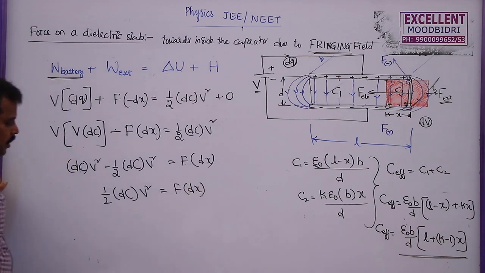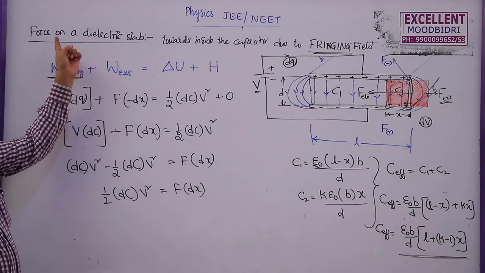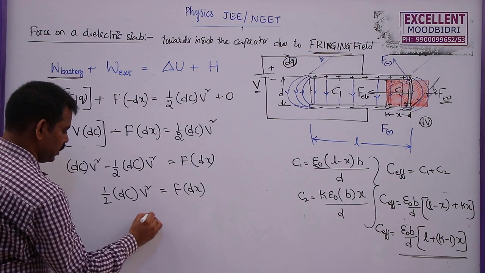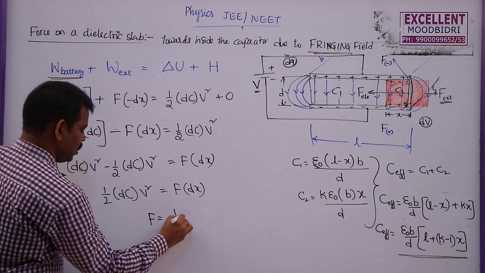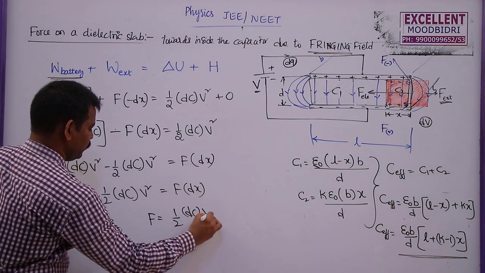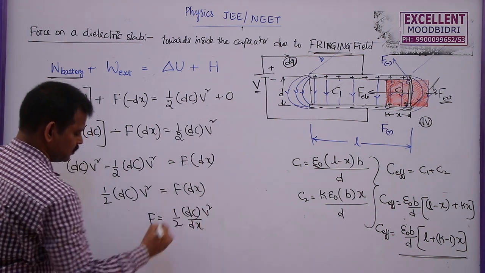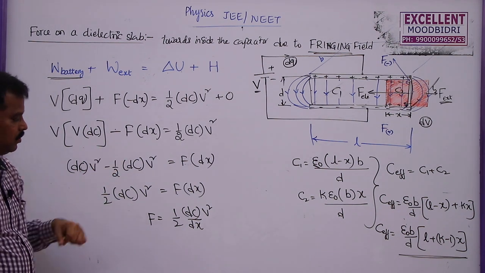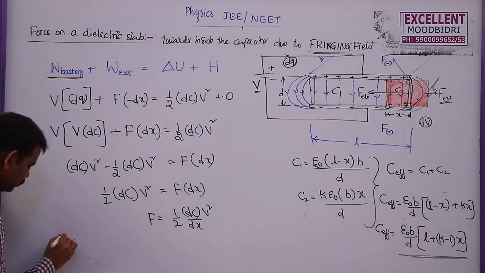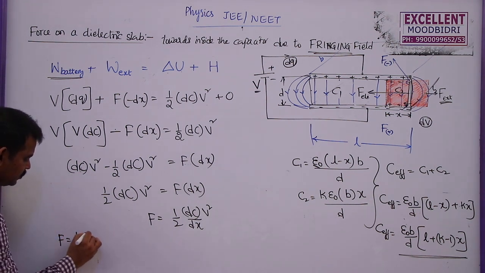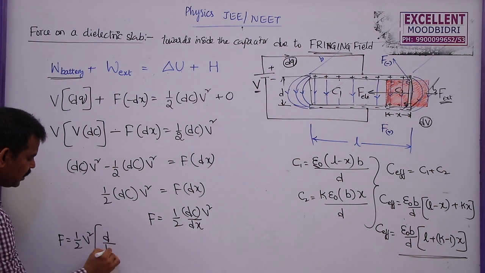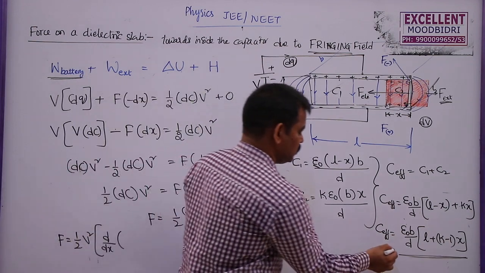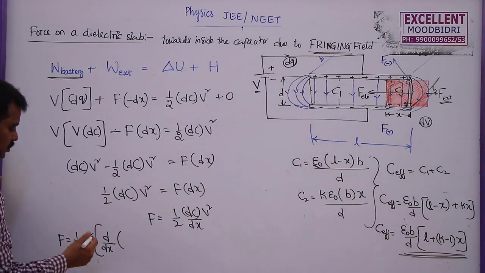I need to find out the external force required, the force acting on the dielectric slab. I want this F value. So I am going to write this as F is equal to half into dC V square by dx. So this is the force experienced by the dielectric slab. To find out this F, half V square common, d by dx of C. That is the effective capacitance of this one. So I am going to substitute this one.